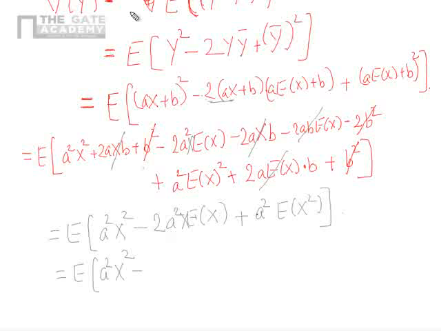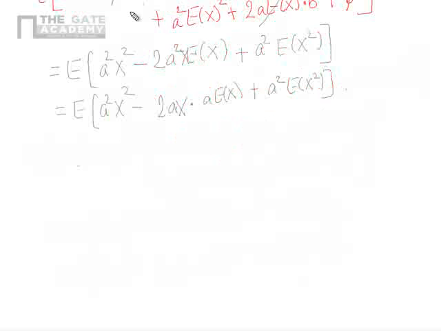Clear? So what you are getting here? a square x square minus 2a square x E(x), right? So I can write that as 2ax into aE(x). It is 2a square x E(x), so 2a into x into E(x). I am splitting and writing. Then a square E(x) square. Correct? Now what will you get this as? Intentionally I split it. Now you can see it is in a square minus 2ab plus b square form, right?